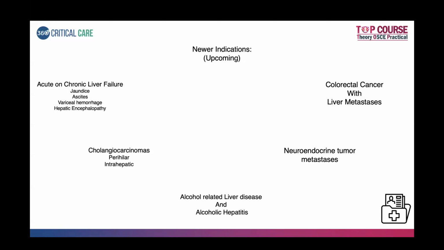Now, all these areas may sound controversial, but they are upcoming indications and they have certain criteria under which they can be taken up for transplant. Like I said, for HCC, under the Milan criteria, if one lesion is there, this is the size in millimeters that should be there. And if there are 3 lesions, this much size should be there. And there should not be any invasion or any other metastasis.